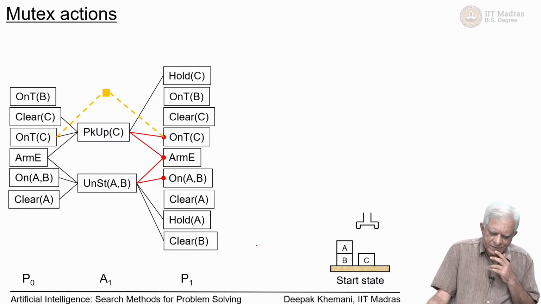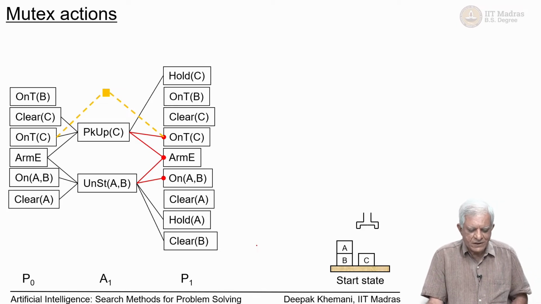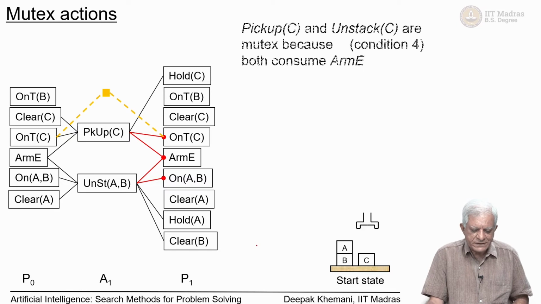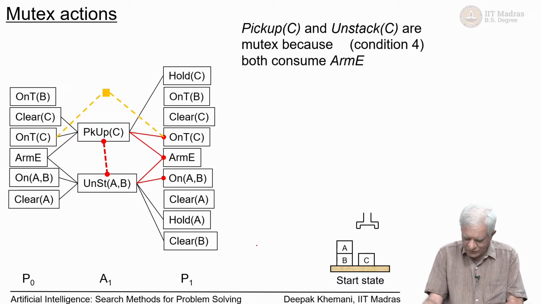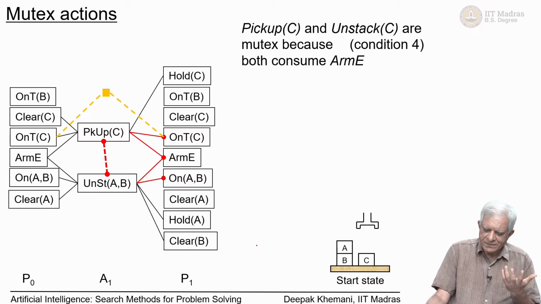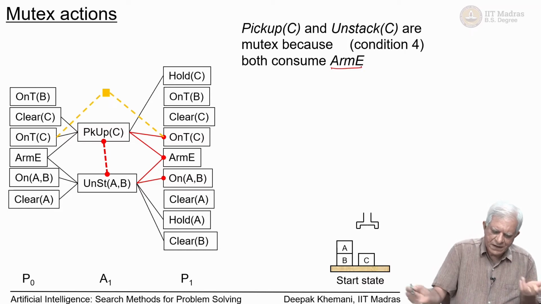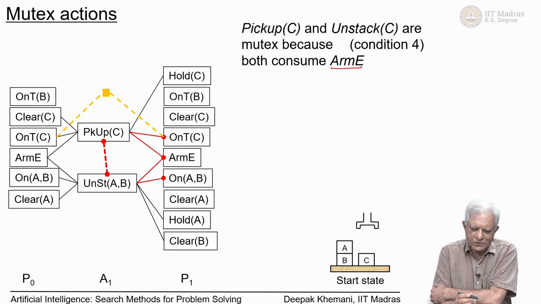So, here is an example of some mutex relations. We have not drawn the complete graph, but in the initial state there are 2 actions possible, pick up C and unstack A from B, and we have shown one no op operation, which is that yellow action that we see. Now, you can see that pick up C and unstack A from B are mutex because of condition 4 essentially. What is condition 4? It says that they are consuming something, and the example I also gave was that of arm empty. Both need arm empty to be true and both are going to delete arm empty. So, only one of them can actually do it.